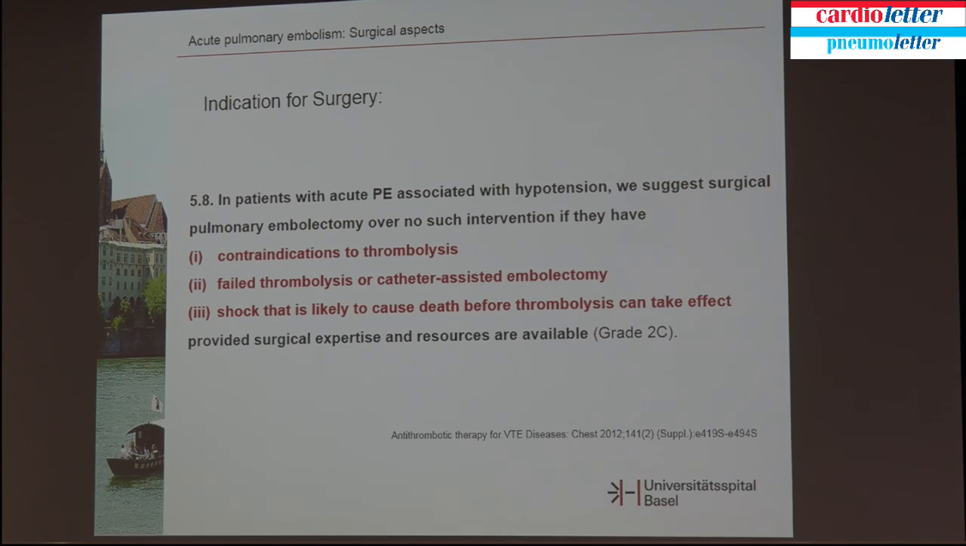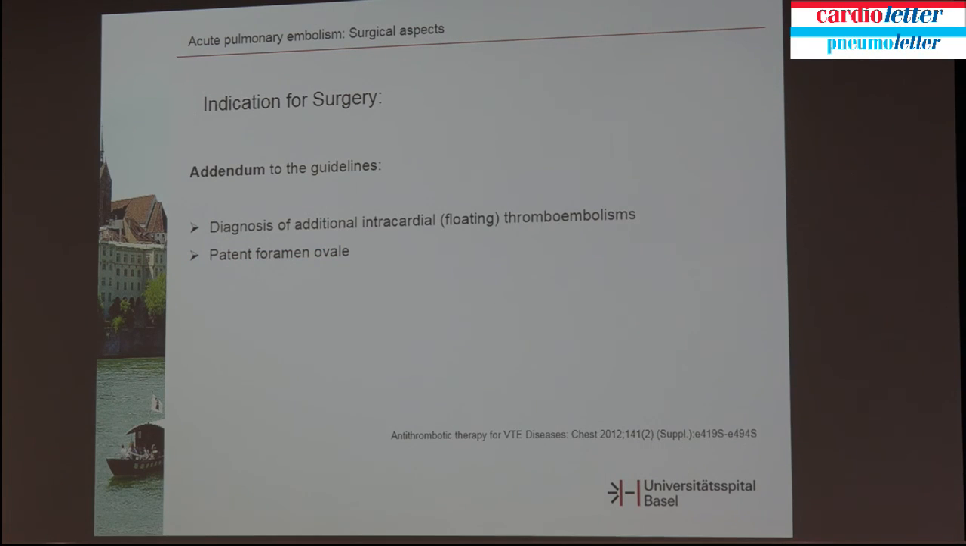Because nowadays, unfortunately for us, there are only few indications for surgery in the acute setting. These indications are if the patient has a contraindication for thrombolysis, if the patient has failed thrombolysis or any catheter-assisted embolectomy, and if the patient is so unstable that he's presenting shock signs, and in this setting he has to be operated. Of course, the operation needs a surgical expert team, and the resources in this special hospital have to be available. There's a little addendum for the surgical approach, which is if you, by chance, diagnose an additional intracardiac thromboembolism with huge floating masses, and if you have a patent foramen ovale.